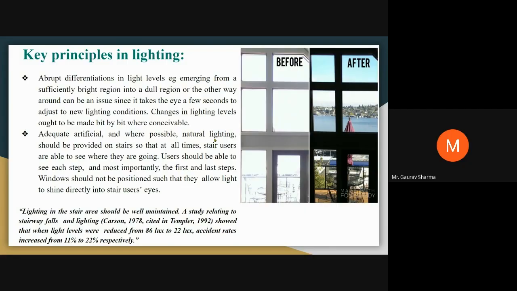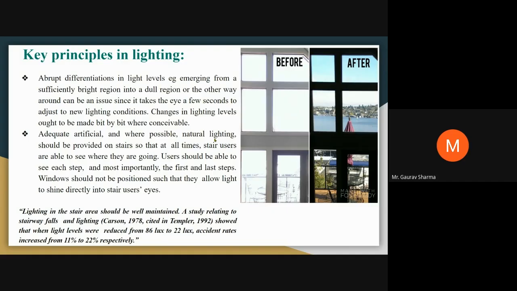Lighting in the stair area is especially required when we are talking about the building. There are different utility areas. A study room requires a good amount of lighting. Kitchen, if we talk about it, requires a good amount of lighting. There is a study showing that the stair is one of the most important areas in the building that requires proper lighting. Otherwise, there are chances of accidents over there.